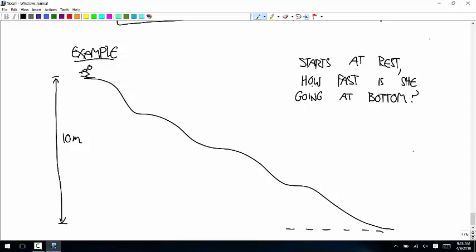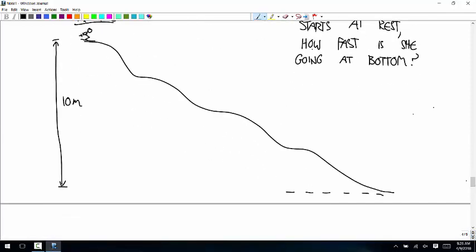So first of all, why would we think of using an energy method for this? No friction. The change in speed. That's right. Very good. So you look at this and you think, this is probably a good problem to use an energy method for.